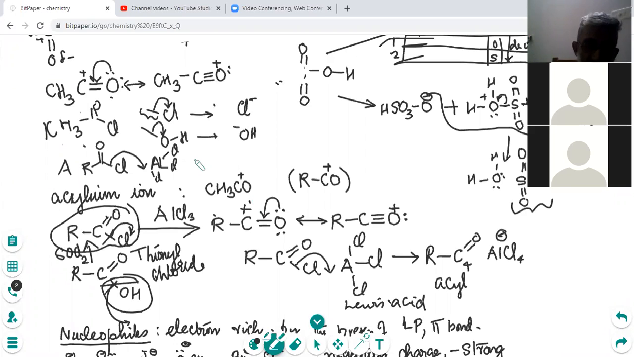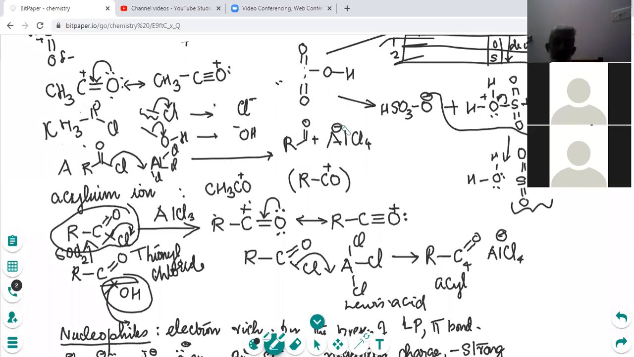So what you get from here is R-C double bond O plus, and what's the counter ion? AlCl4 minus, and see the minus charge is on the aluminum atom. We have already mentioned the octet rule. Aluminum is a Lewis acid. It does not have an octet, and therefore it can accept electrons. So that is what is happening here. It is forming the acylium ion by breaking of this bond.